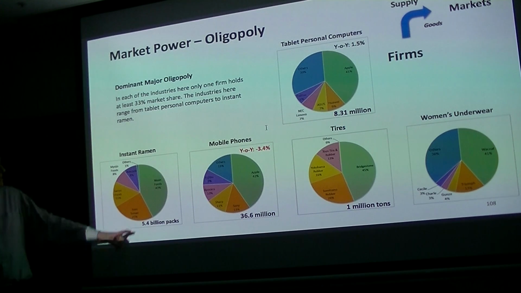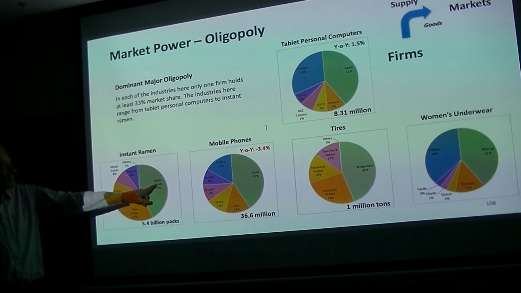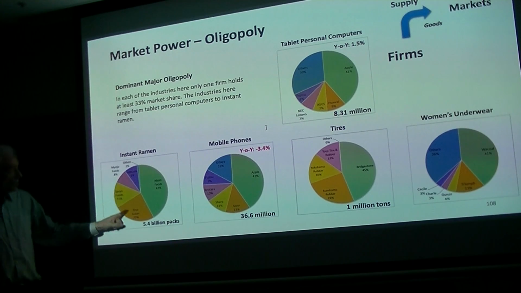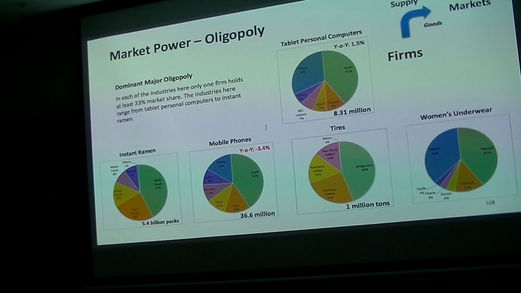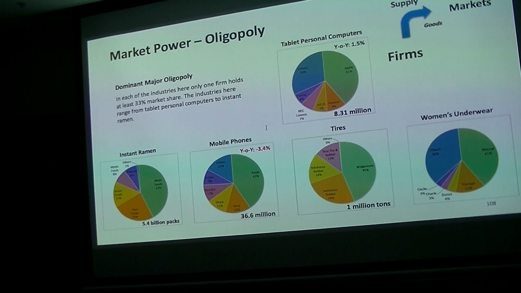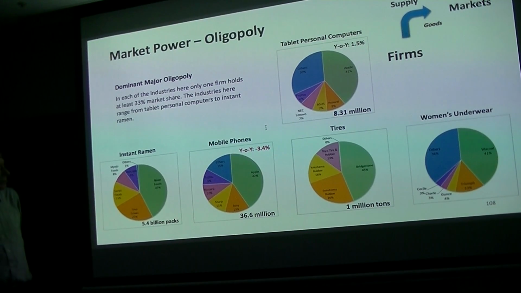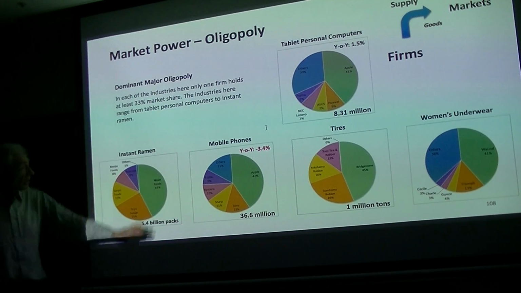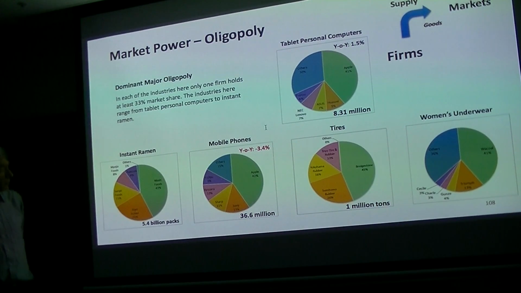This is the instant ramen. This is only one firm, Nissin Foods, that has a 43% market share. But there's a lot of competition. There are five firms with at least 5% market share. The top two only have 65%. So you've got quite a bit of other firms out there.